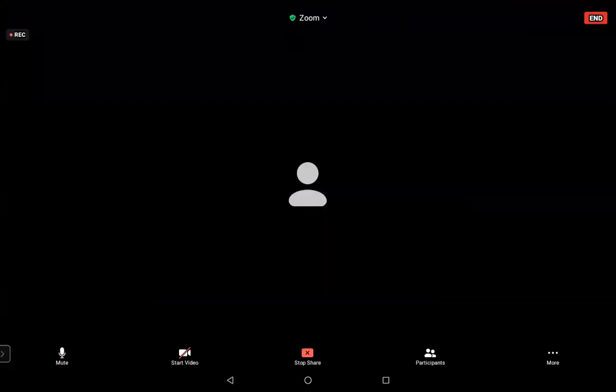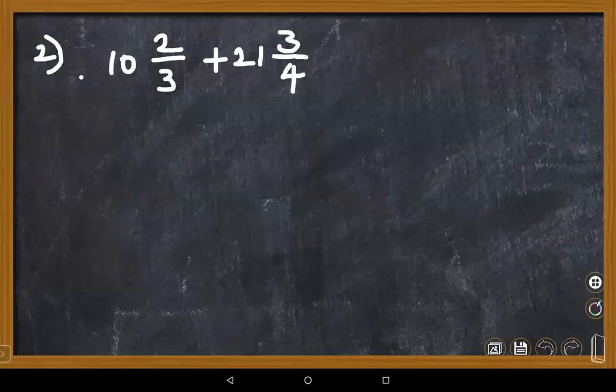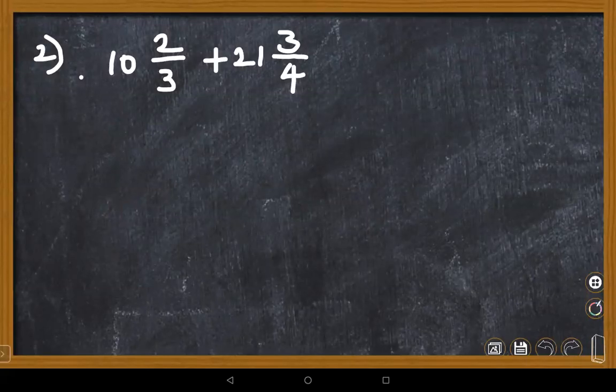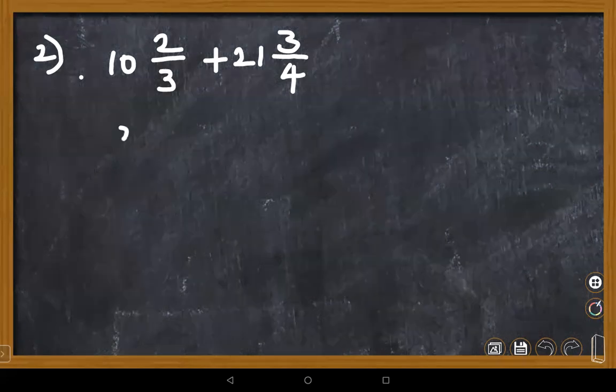Yeah, Daksh, what is the first fraction after conversion into improper? Ma'am, your voice is breaking. Yeah, Daksh, what is the first fraction after converting into improper? Ma'am, it's 32 by 3. Very good, 32 by 3.